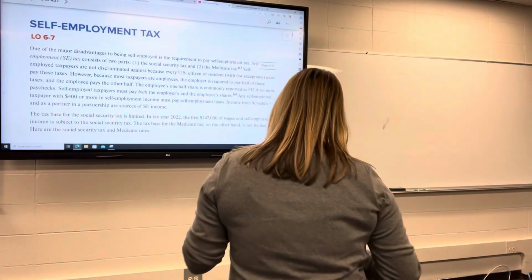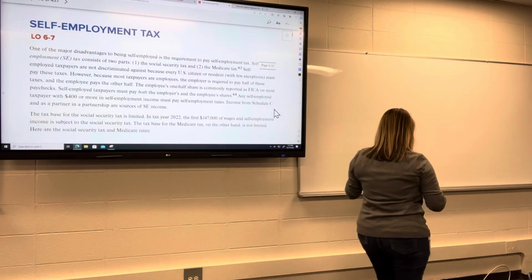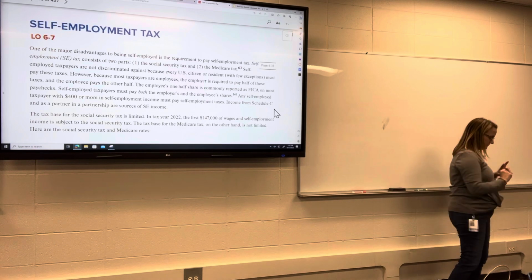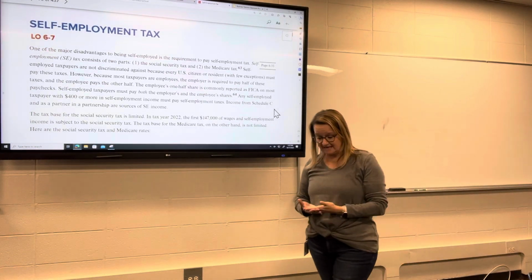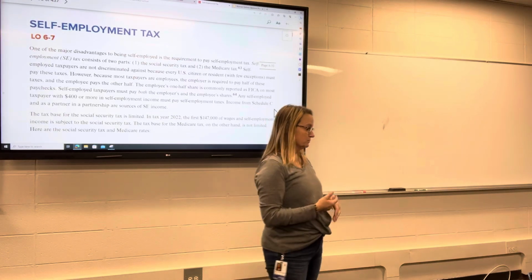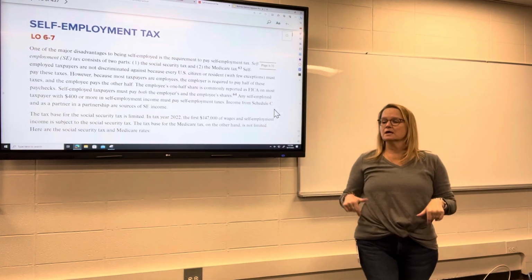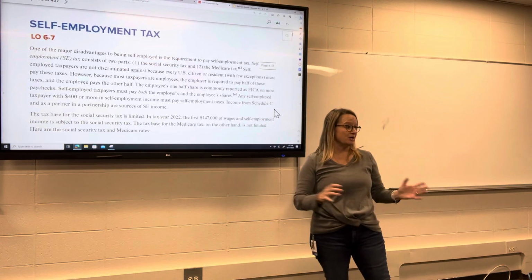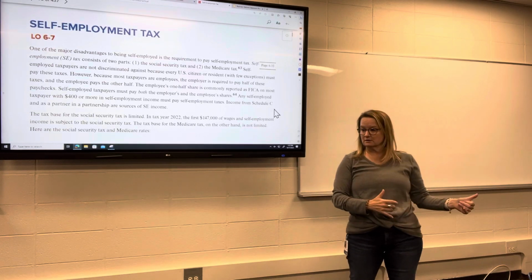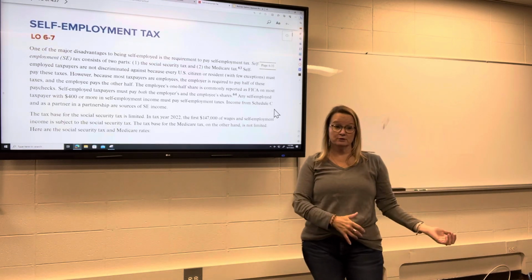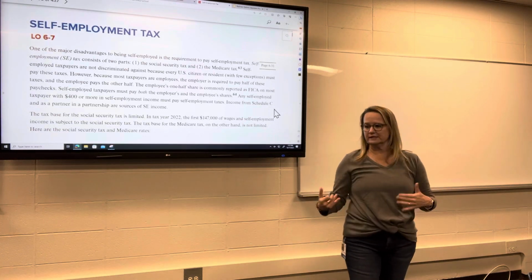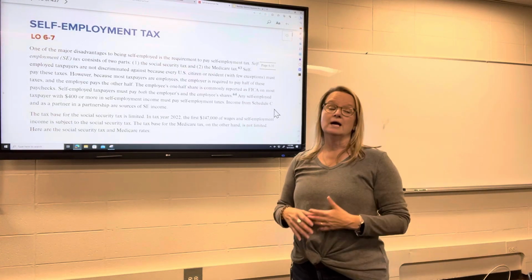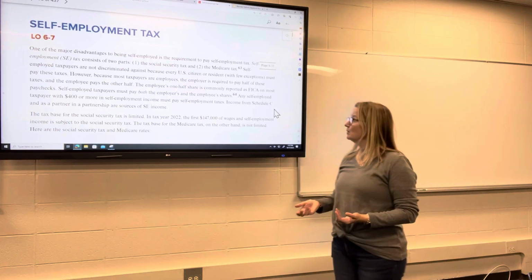So when we are self-employed, we not only have to concern ourselves with income tax, we have to concern ourselves with self-employment tax. Self-employment tax is Social Security and Medicare tax. And remember, for employees, the employer and the employee share that expense, right? The employee pays half, the employer pays half. When you're self-employed though, you are both employee and employer. So, as a self-employed individual, you have to pay both halves.